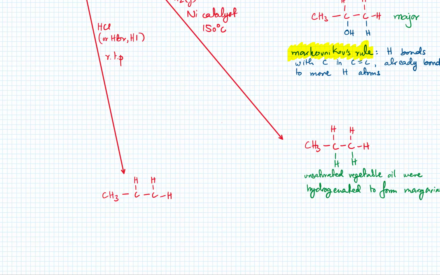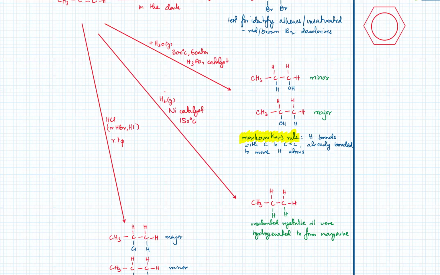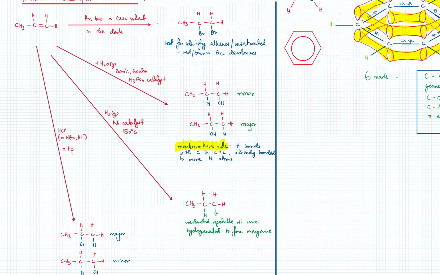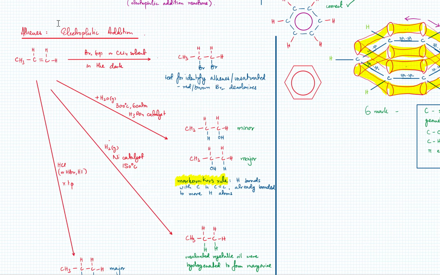The H likes to bond with the carbon that's already bonded to more H atoms. This is going to be your major product. And then you had a minor product, which was the other way around: the H did not bond with the carbon bonded to more H atoms. So in this other molecule, the H will be bonded to the left side carbon atom, and the Cl will be over here, and that's your minor product. So you had these four basic reactions, electrophilic addition reactions. Is this clear?